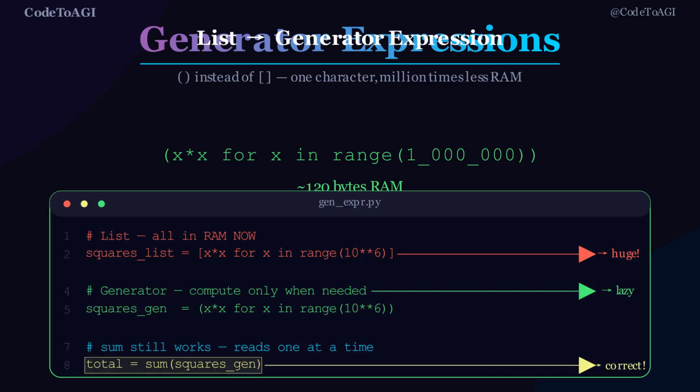The generator is like a recipe. The list is like cooking all the food and storing it. If you only need the first 10 items, the generator only computes 10. The list computes all 1 million. Lazy is not slow. Lazy is smart.